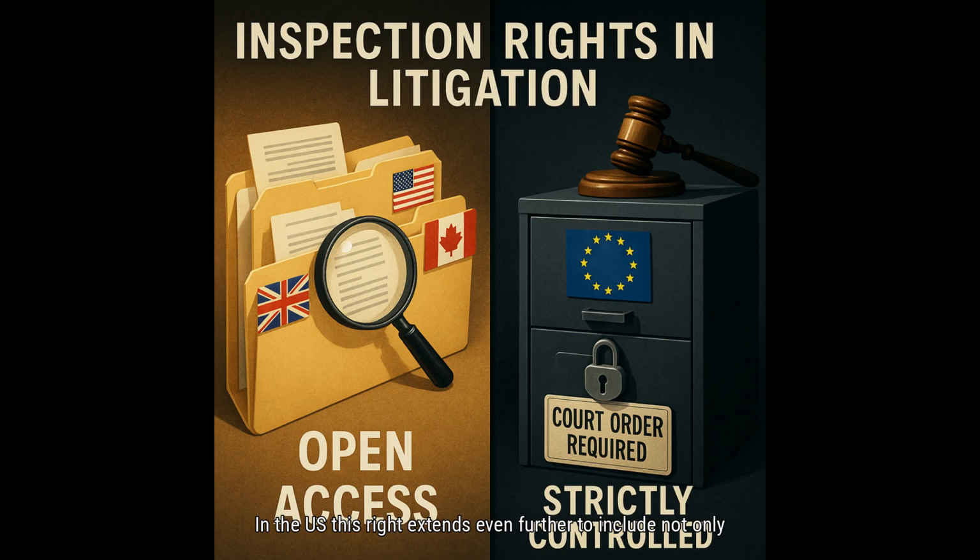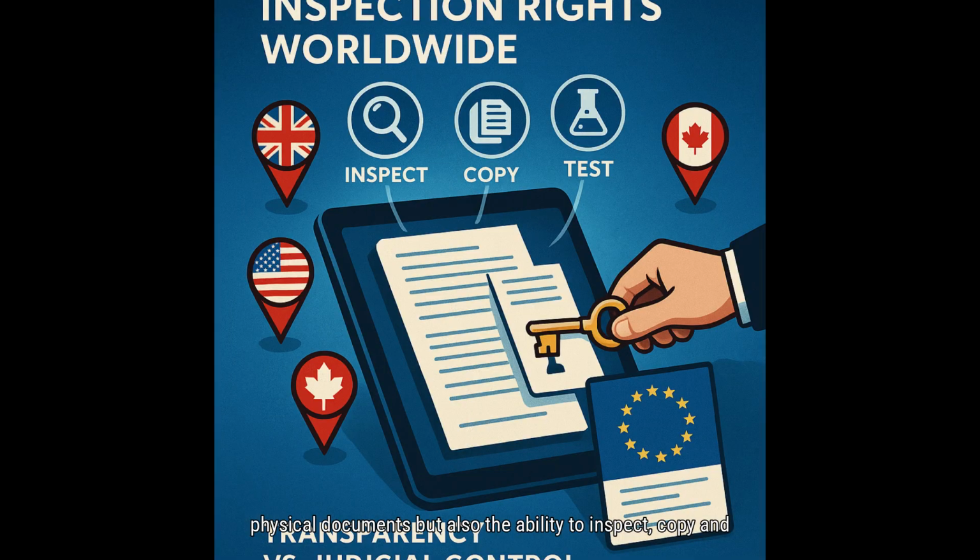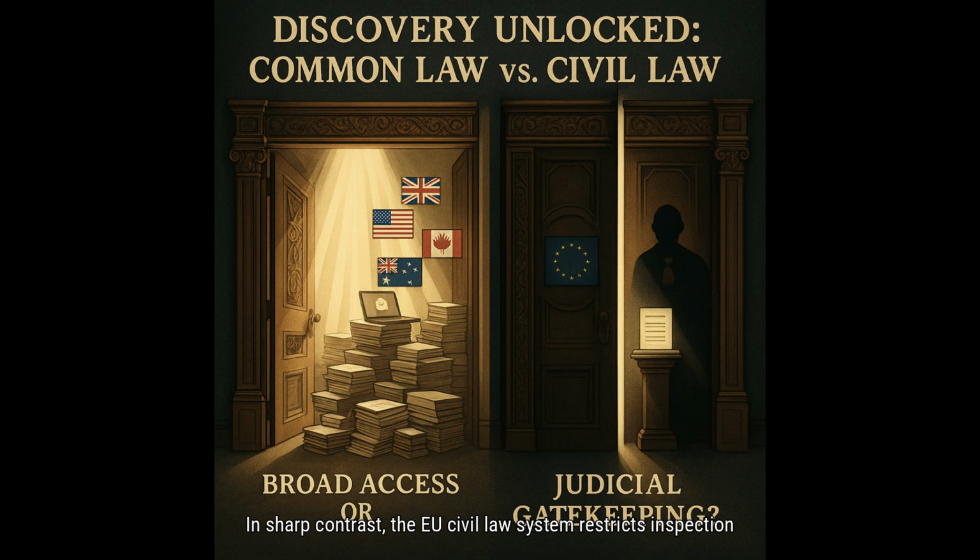In the US, this right extends even further to include not only physical documents, but also the ability to inspect, copy, and test electronically stored information, ESI, reflecting the modern realities of digital evidence. Canada and Australia uphold similar rights, allowing inspection unless a privilege is specifically claimed. In sharp contrast, the EU's civil law system restricts inspection to situations where the court expressly grants permission, making inspection a rarer, more tightly controlled procedure.